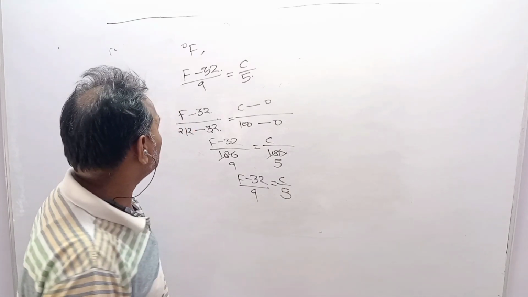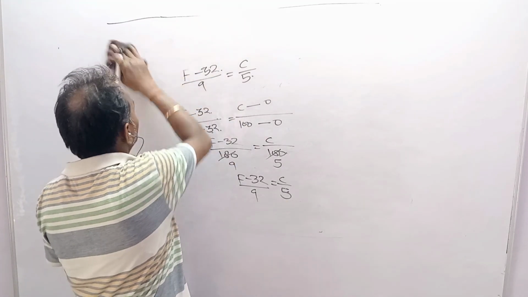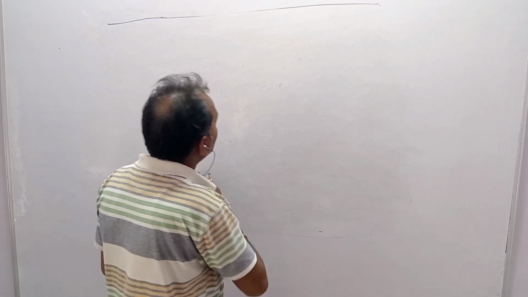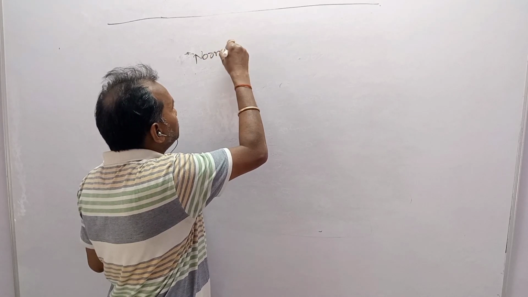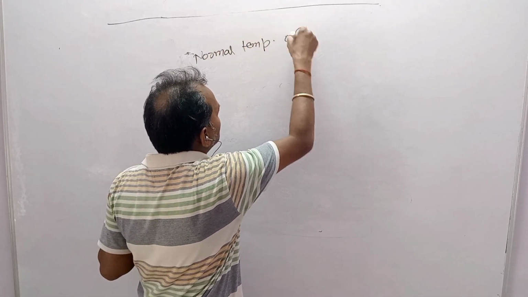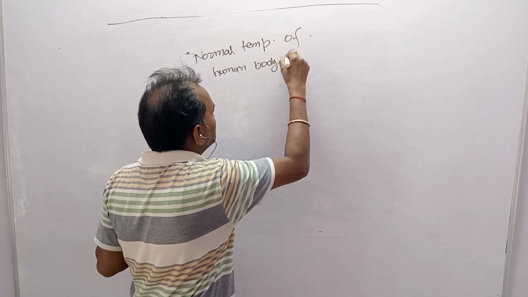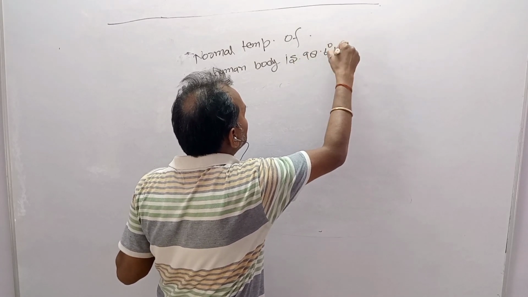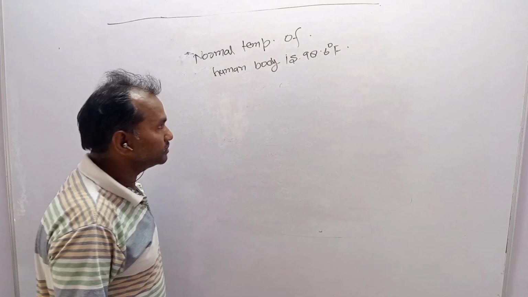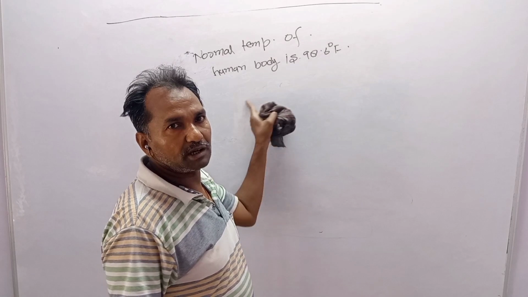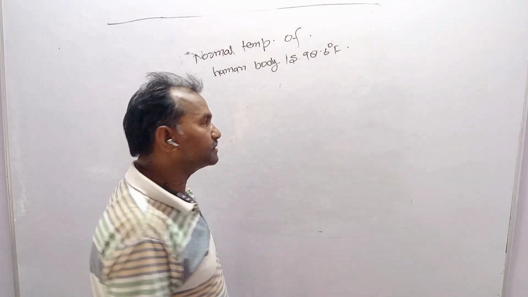Now here, students, what I am going to tell. The normal temperature of human bodies is 98.6 degree Fahrenheit. Convert it to Celsius. It's homework for you. Solve it. F minus 32 upon 9 is equal to C upon 5. Find out the value of C. That works out to be 37 degrees.